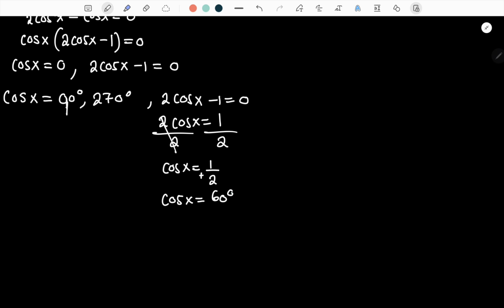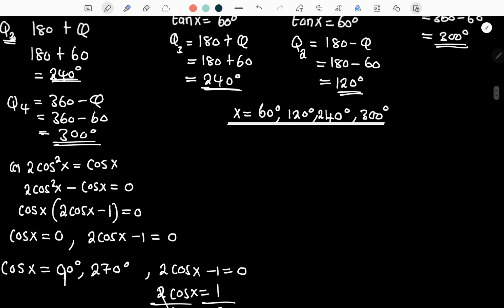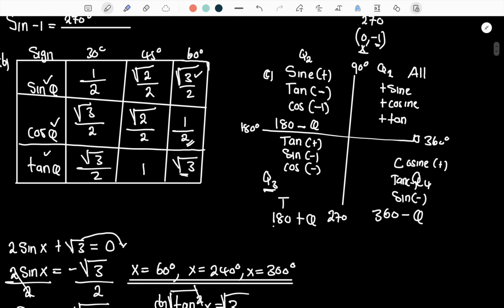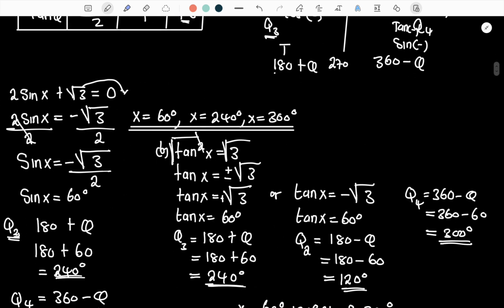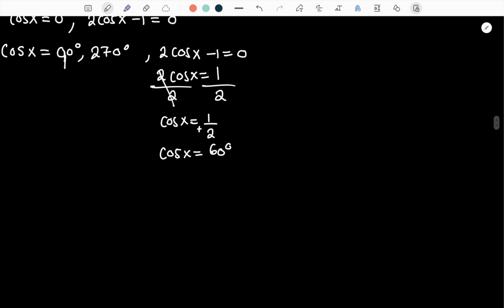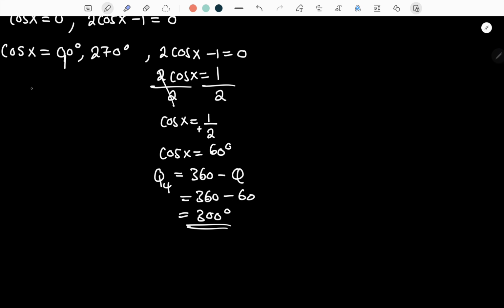Now, because this is positive, you need to check in which quadrant is cosine positive. So cosine is positive in the fourth quadrant, where you have 360 minus theta. So let's go find that value. In the fourth quadrant, you have 360 minus theta. So this is going to be 360 minus 60. Then what you're going to have is 300 degrees. So you have found all possible values. You can now list them.